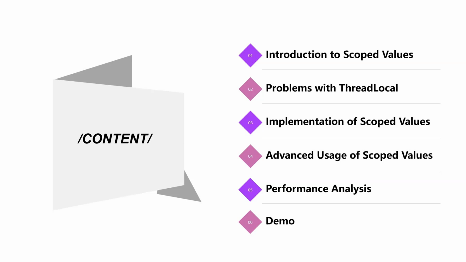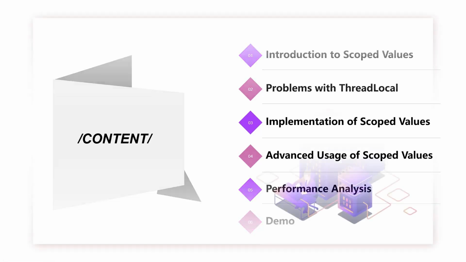Next we will talk about the implementation of scope values, advanced uses of scope values, performance analysis, and then we will walk through some real world app examples where I will write some applications or programs where we introduce scope values, and also talk about how we would achieve the same using ThreadLocal. So that is what I am going to cover in today's tutorial.